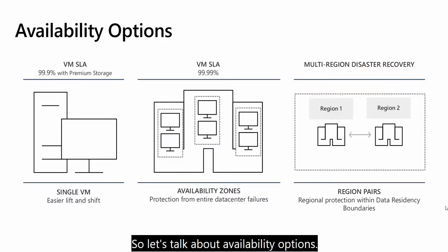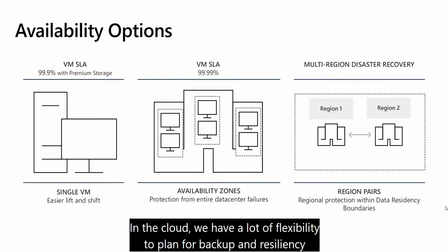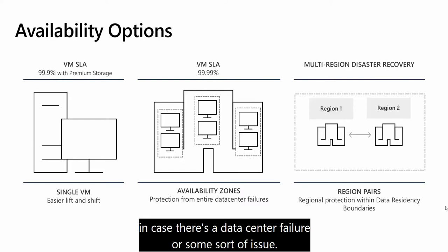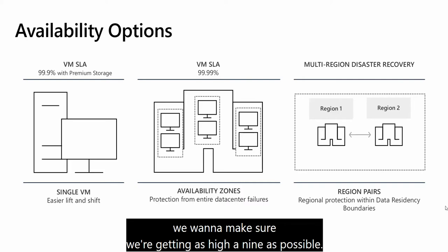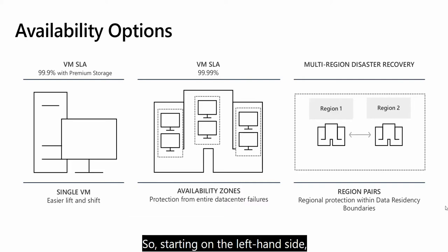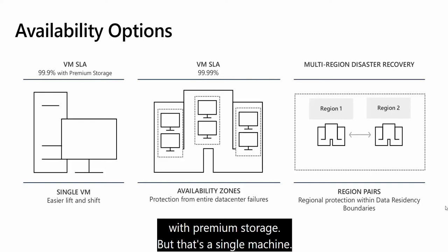So let's talk about availability options. In the cloud, we have a lot of flexibility to plan for backup and resiliency in case there's a data center failure or some sort of issue. When we talk about availability options, we want to make sure we're getting as high a 9 as possible. So starting on the left-hand side, I've got one single VM, and it's a 99.9 uptime SLA, which is a service level agreement, with premium storage. But that's a single machine.